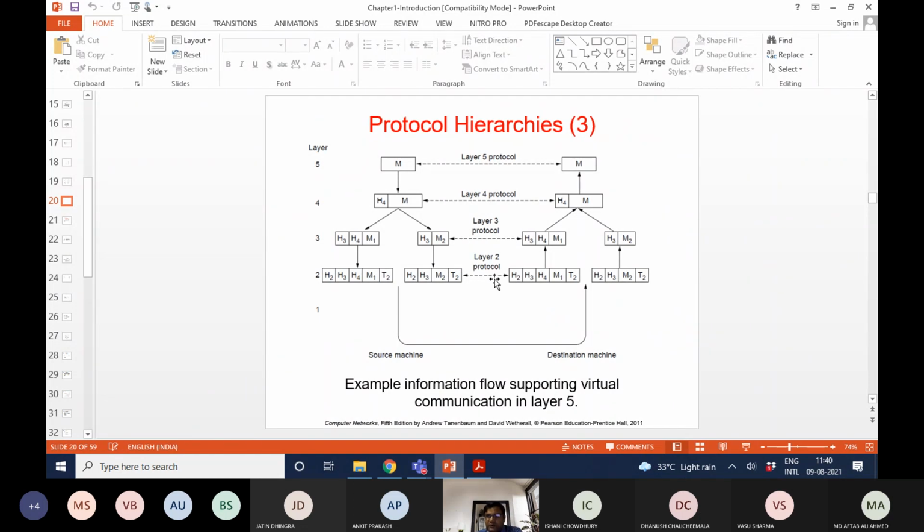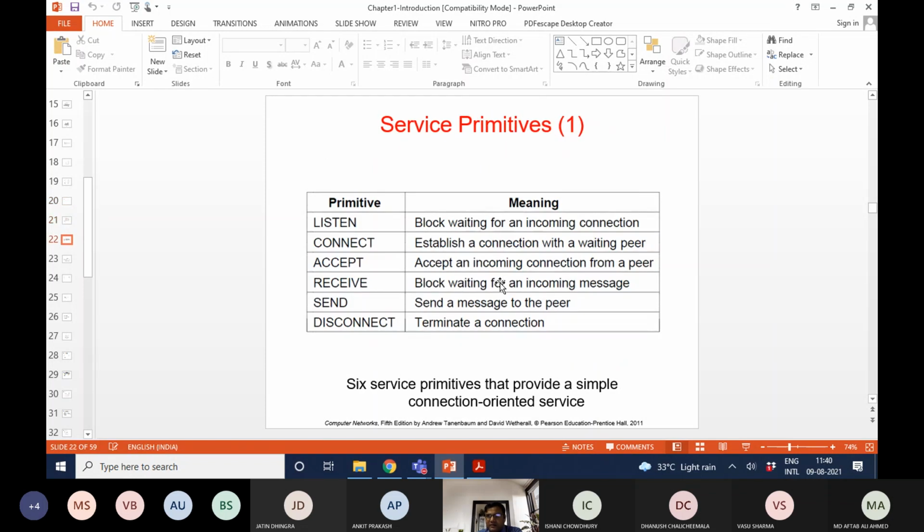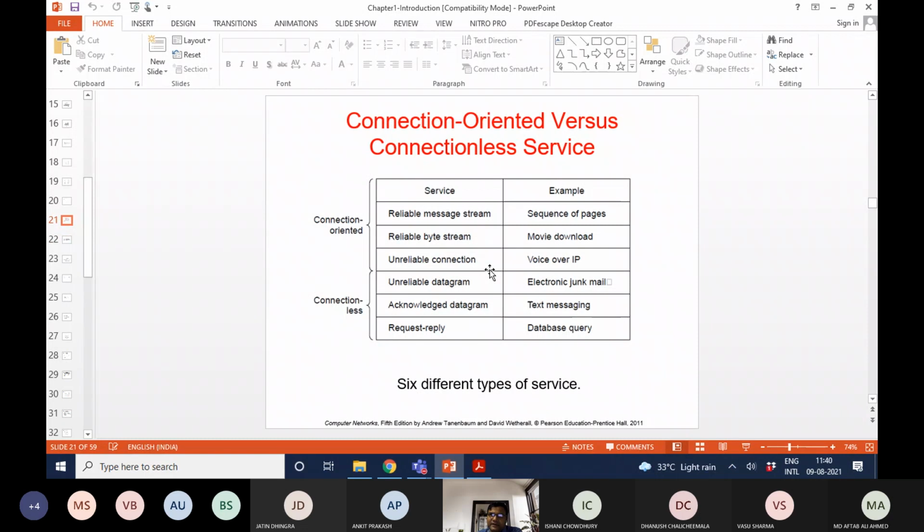Okay, so now we'll stop here. In the next class we will start with the other things that are left, like service primitives, connection oriented and connectionless. Then finally we'll start with the OSI reference model and TCP.